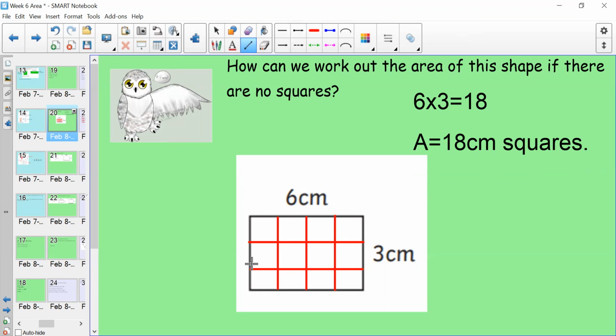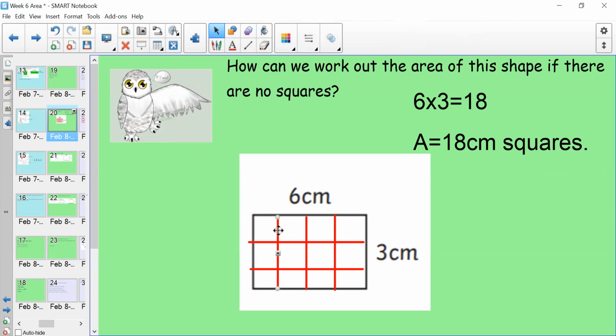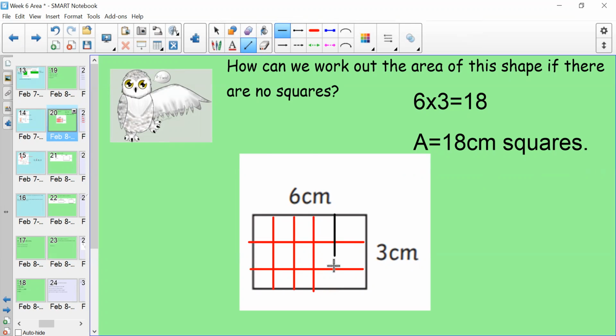Okay, so if we had started out with that shape, oh, we don't have 6. Let's just turn that into 6. So 1, 2, 3, 4, 5, 6. Okay, so if we were given a shape with those squares, we would have counted 1, 2, 3, 4, 5, 6. So we could have labeled this length 6 centimeters, and then we would have repeated that 3 times. So 1, 2, 3, which is 3 centimeters. So our sum would have been 3 times 6 equals 18.